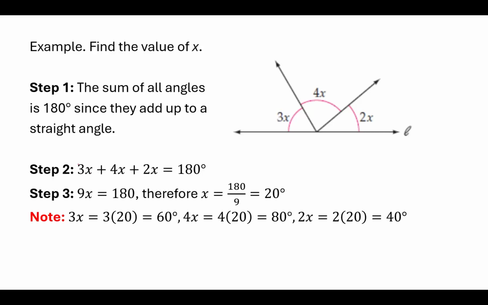So if you set up the equation 3x plus 4x plus 2x equals 180, then you can simplify on the left by adding 3 plus 4, which is 7, plus 2, 9. So all of this is equivalent to 9x. And then to solve for x, divide by 9 on both sides. And the 9 cancels, and x equals 180 over 9, which is 20.